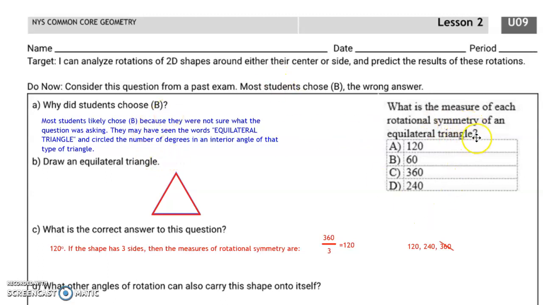They might have seen the words equilateral triangle and circled the number of degrees in an interior angle of that type of triangle. You can see an equilateral triangle here. Each of these angles is going to be 60 degrees because there are 180 degrees inside of a triangle. If I'm dividing that evenly by 3, 180 divided by 3 is 60. The correct answer to this question is 120 because of the formula that we learned about a few units ago. This is the rotational symmetry formula. We learned about it with transformations. It's 360 divided by the number of sides of the shape.